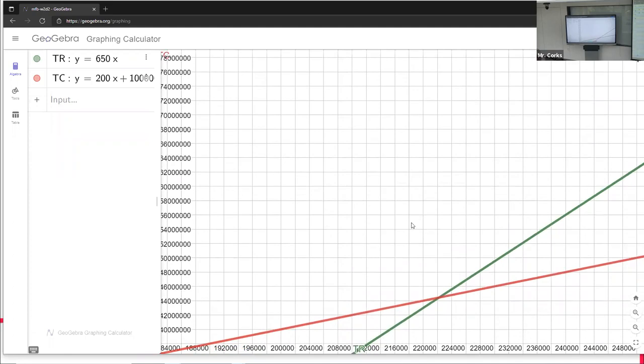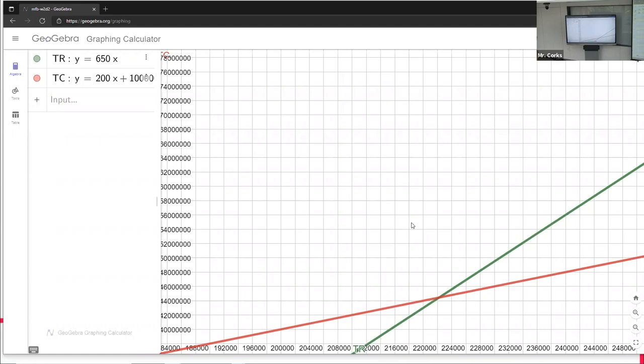Around 220,000. So about 220,000 units. So they have to sell about, again, we've made some guesses here, but about 220,000 units in order to make money. What do you think? Do you think Apple made money off the iPhone 6 or not? Yeah, they did. We say yes.